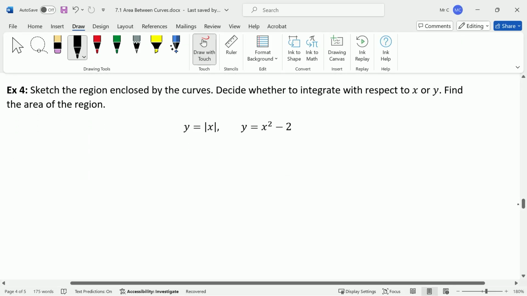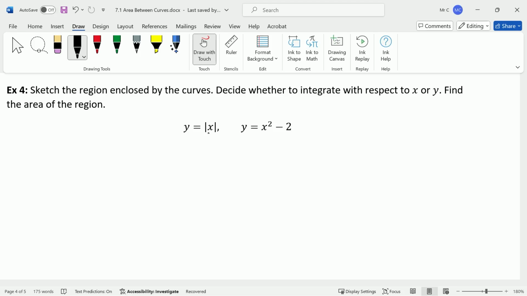Okay, so now we're going to deal with something a bit more challenging, but we'll deal with it first in the easier way, and then I'll show you how you could brute force this problem, just in case you see a problem that's a little different, similar, but doesn't work out quite as nicely as this one. Okay, so sketch the region enclosed by the curves, decide whether to integrate with respect to x or y, find the area of the region.